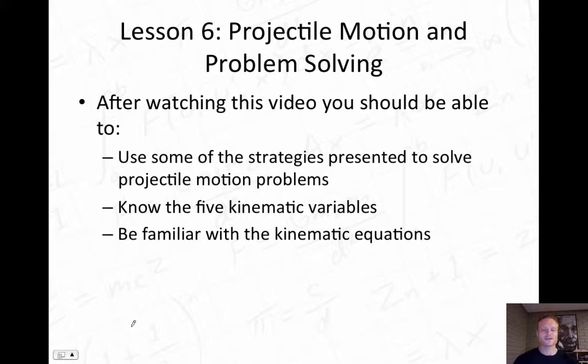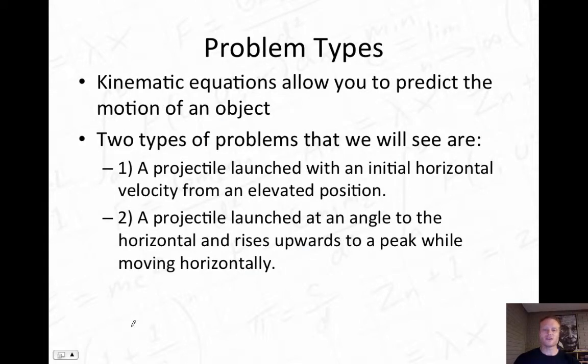Know the 5 kinematic variables that can be manipulated in a projectile motion problem, and then be familiar with the kinematic equations that are presented here. I'm not expecting you to memorize them. This is something that I would think you would put on a note card if you were to take a test or a quiz, but you should be familiar with them so that they're not completely like, I've never seen this before type of deal. So let's get right into it.